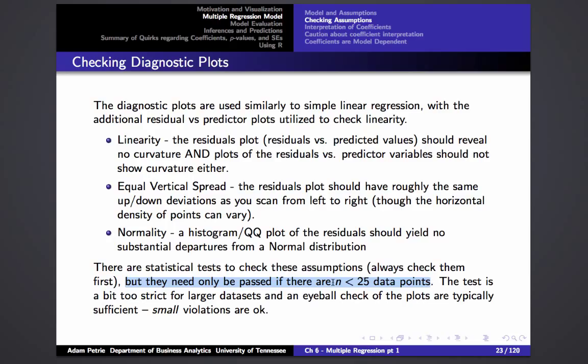And so if they do end up getting failed, and very often they do, what we're going to do is perform an eyeball check to make sure that whatever violations the tests are picking up on are small and inconsequential.